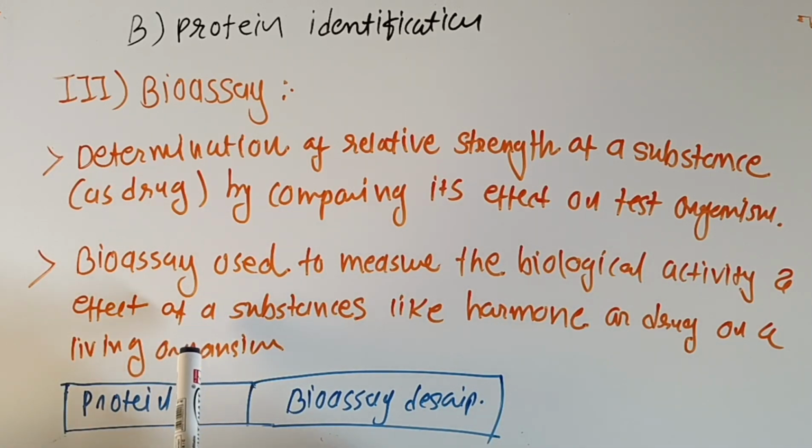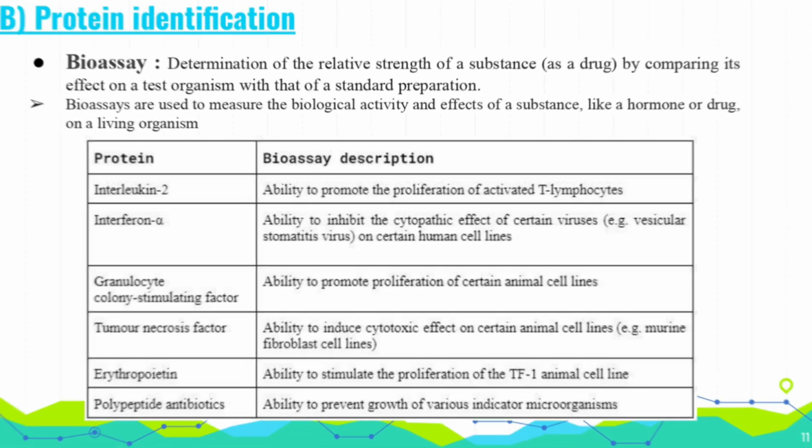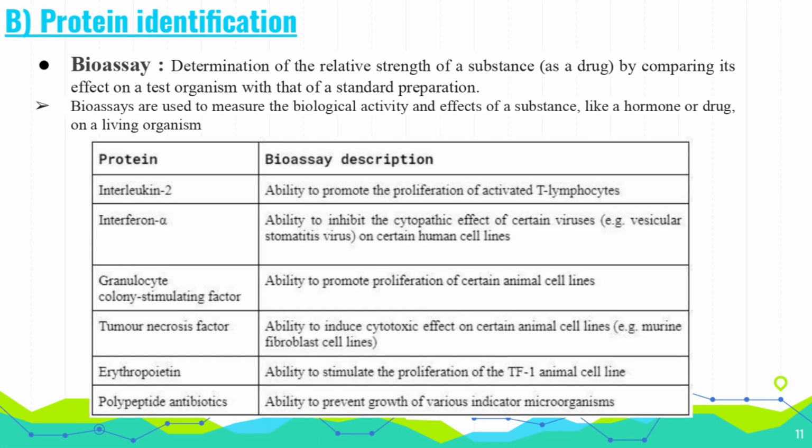And for bioassay, we are going to discuss six different proteins and their bioassay descriptions. So let us discuss. First, interleukin 2 protein has the ability to promote the proliferation of activated T lymphocytes. Second, interferon alpha has the ability to inhibit the cytopathic effect of certain viruses, for example vesicular stomatitis virus, on a certain human cell line.